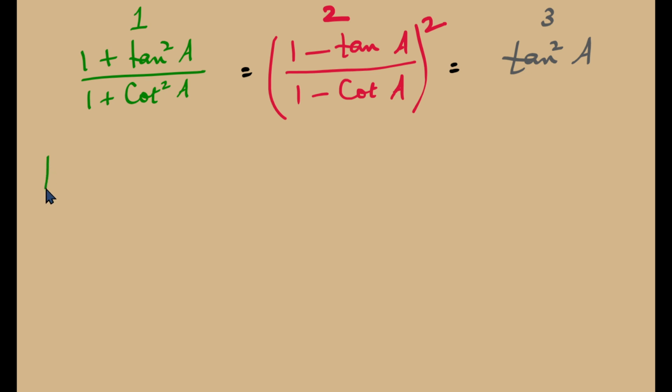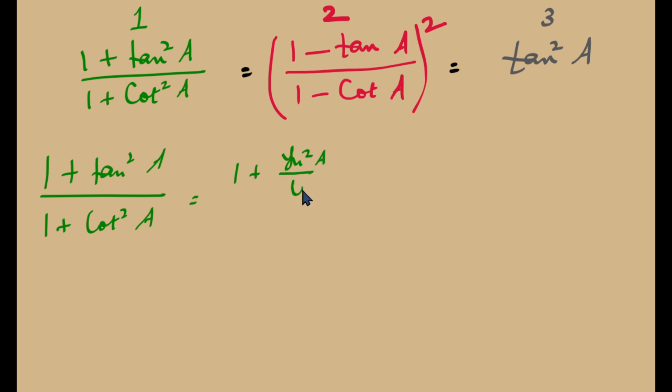Let's take 1 plus tan squared a upon 1 plus cot squared a. And now tan a can be written as the ratio of sin a and cos a. So let me rewrite this: 1 plus sin squared a by cos squared a, and similarly we can write cot a as cos a by sin a. So we are substituting, instead of cot squared a, it can be written as cos squared a by sin squared a.